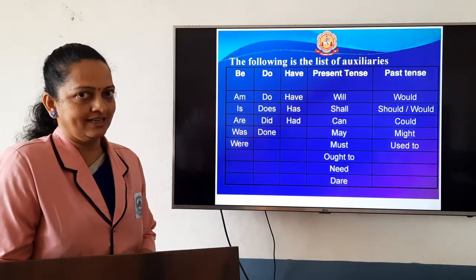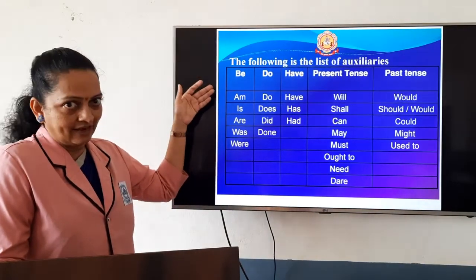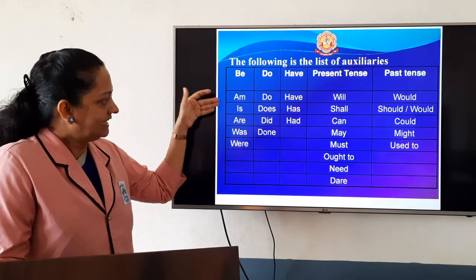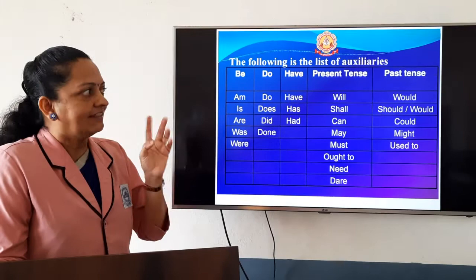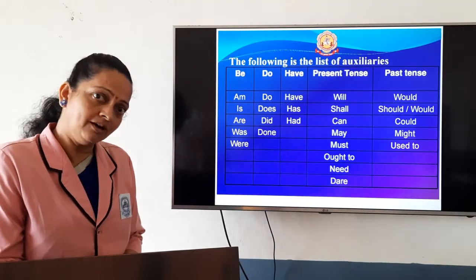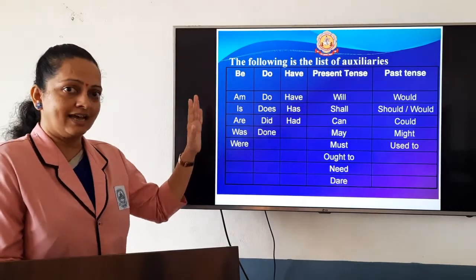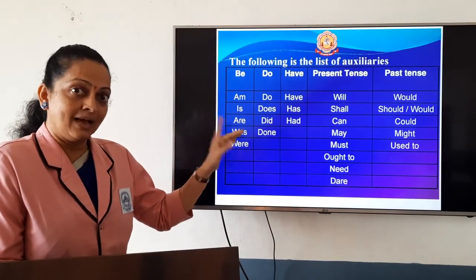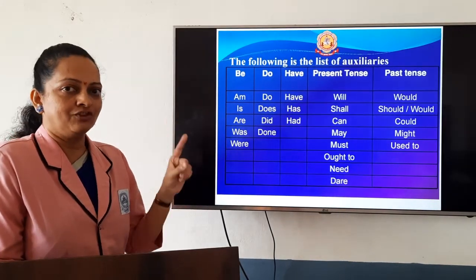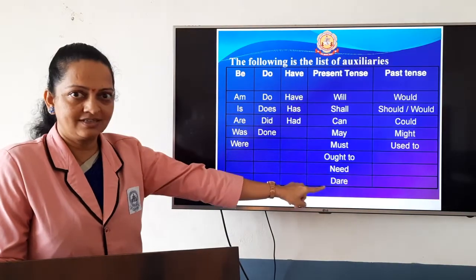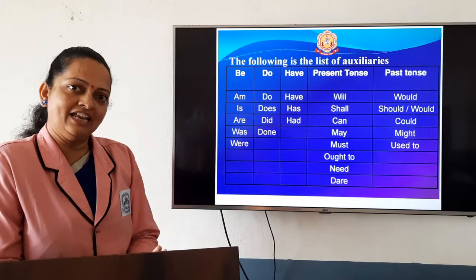Under the be form we have 5 types: am, is, are, was, were. Then we have do and have. In the last 2 columns, you remember we had made a tabular form where we had shown simple tense, past tense, past participle, present participle and infinitive. If you remember, these words did not have a past participle, present participle and infinitive.